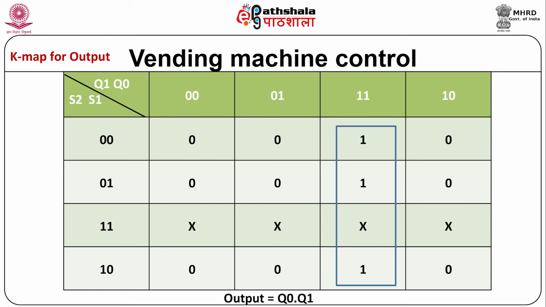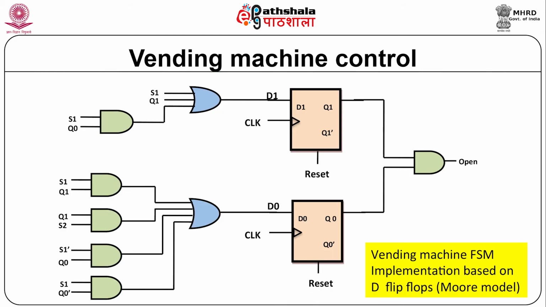This results in the simplified Boolean expression for the output: output is equal to Q1 into Q0. The next step is to realize the logic diagram from the 3 Boolean expressions obtained for the inputs of the D flip flop and the output of the vending machine.